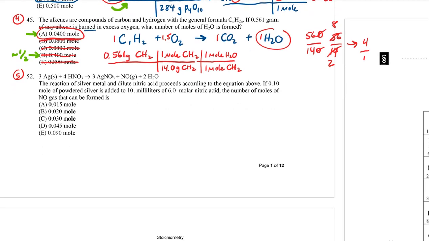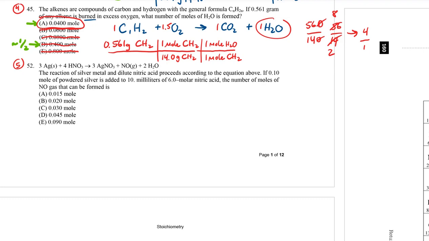Let's do one more here, number 5. So now they've given us the equation, it's even balanced. That's awesome. Saves us a lot of trouble. Makes us jump right into the problem and think about the moles. They're telling us that we have silver and nitric acid, according to this reaction, 0.1 moles of silver and 10 milliliters of 6 molar nitric acid.